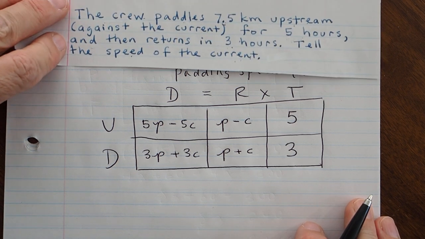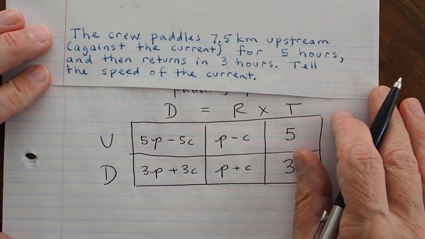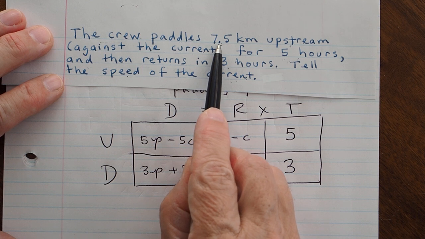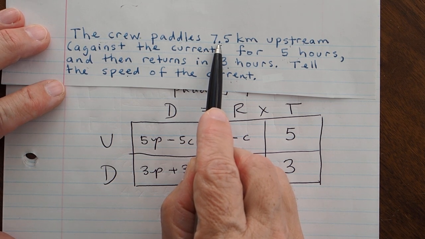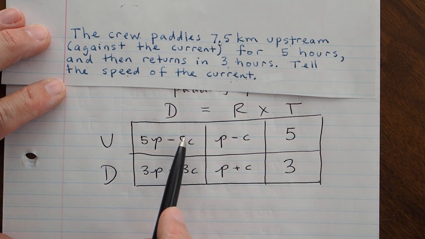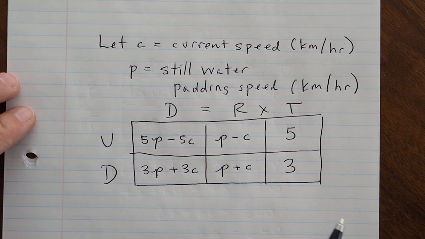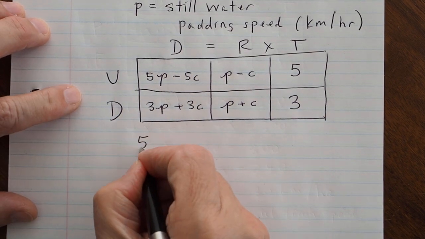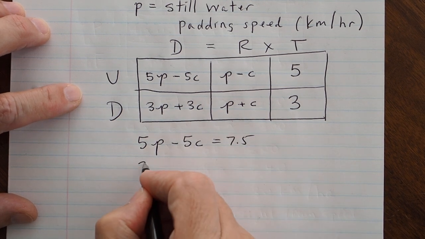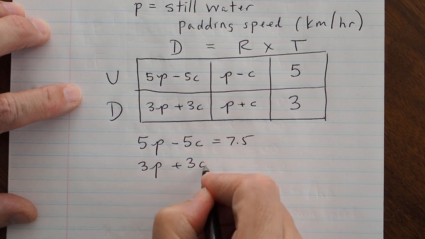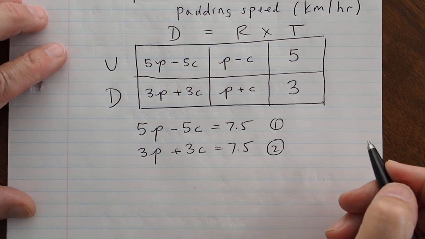Now, to get out of the chart and onto an equation, you have to go back to the problem and find some more information you haven't used yet. And that is this, that the distance upstream, which is also the same as the distance downstream, is 7.5 kilometers. So that means this is 7.5 and this is 7.5. So I set up those two equations. They'll look like this. 5p minus 5c is 7.5, and 3p plus 3c is 7.5. That's equation 1 and that's equation 2.